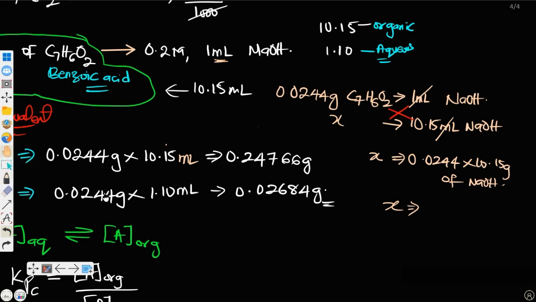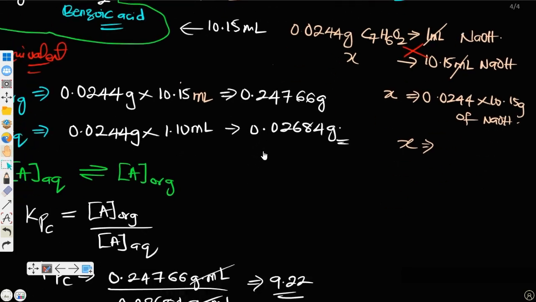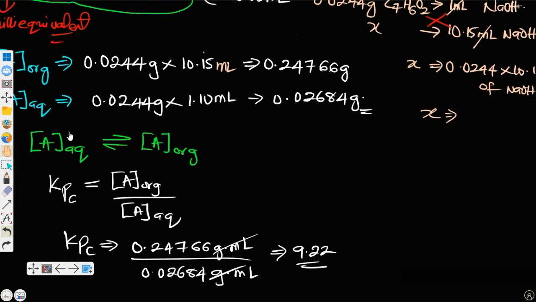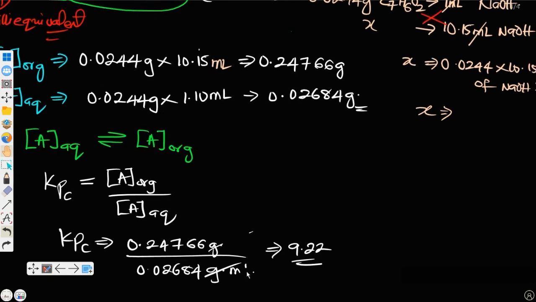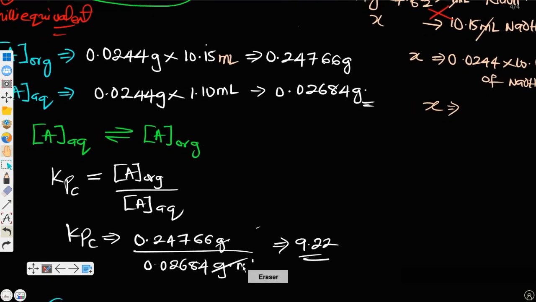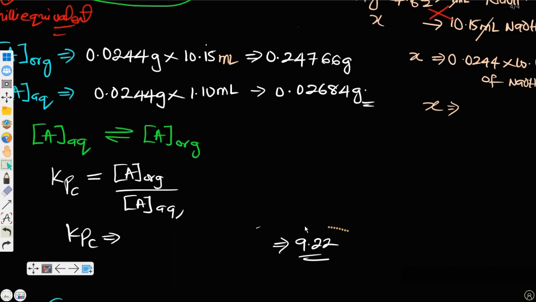Now, however, there's also another observation I made here, in which this concentration here, I put in these values. Why the final answer will give us this, but the explanation, some persons are finding it difficult to understand. Everything here will still give us the same answer. Now, one thing that you should understand is that KPC is the concentration of the acid in the organic phase over the concentration of the acid in the aqueous phase.